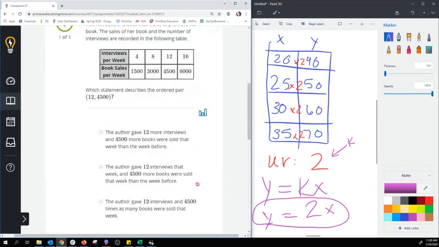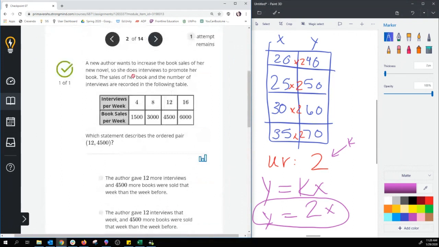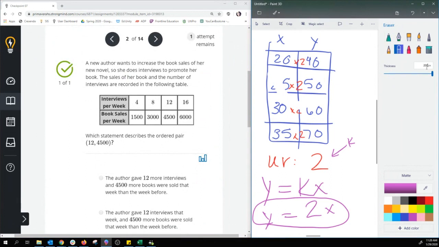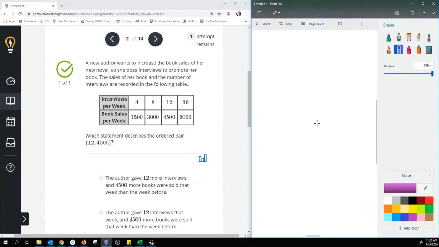All right, this one, Dawson got correct, but I'm going to go through and explain it. It says that a new author wants to increase book sales for her new novel. She does interviews to promote her book sales for the number of interviews, and they're recorded below. So it looks like for 4 interviews per week, she sells 1,500 books. For 8 interviews per week, she sells 3,000 books.